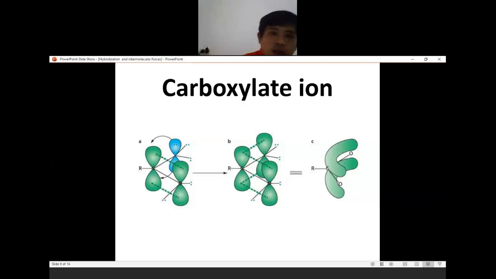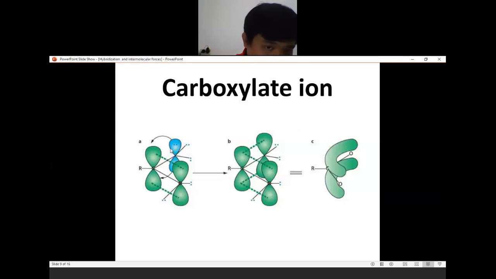And then the carboxylate ion. It is also taken from your textbook. In the carboxylate ion, the pi bond can also move. What does it mean to move? It means that the double bond can move from here to this one, and this one to this one. As we can see, the double bond is located over here. This is a double bond. Why double bond? Because this is an overlapping of p orbitals.